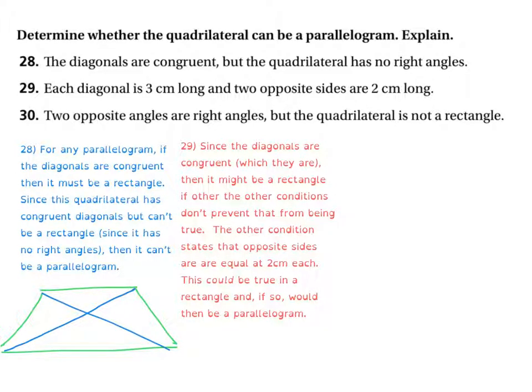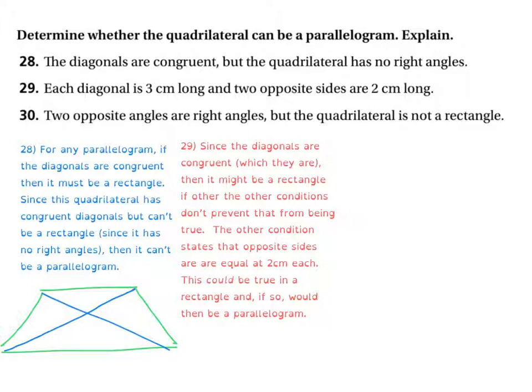Okay, in this problem we also have diagonals that are congruent. So since we have diagonals that are congruent, as we discussed in number 28, the only way for us to have congruent diagonals if it's a parallelogram is if it's also a rectangle. So do the other two conditions prevent it from being a rectangle? And it says 2 opposite sides are 2 centimeters long. So that seems to be fine. We can have opposite sides equal in length in a rectangle.